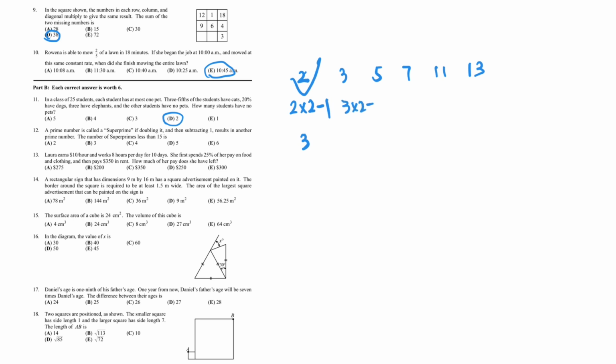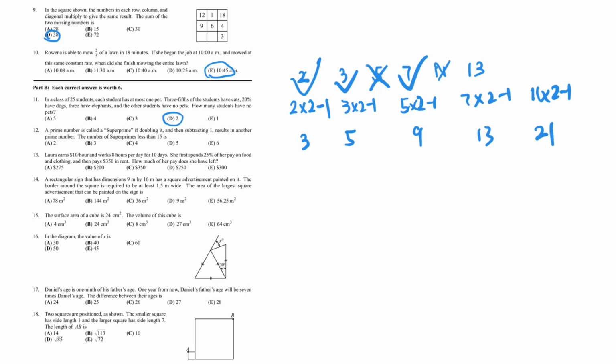3 times 2, subtract 1 is the 5. That's the superprime. 5 times 2 minus 1, that's the 9, not a superprime. 7 times 2 minus 1 is 13. That's the superprime. 11 times 2 minus 1, that's 21, not a superprime. 13 times 2 minus 1 is 25, not a superprime. So only 3 prime numbers are superprime. Therefore, the answer is B.